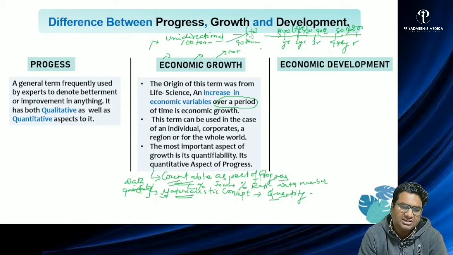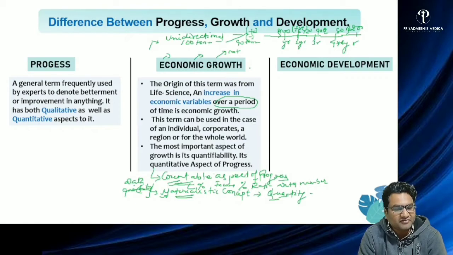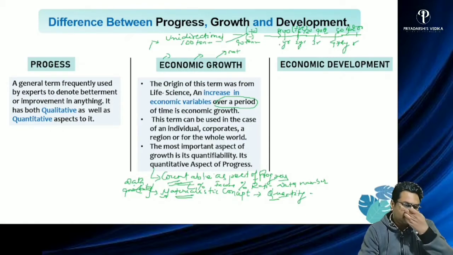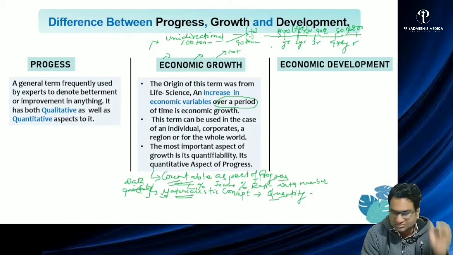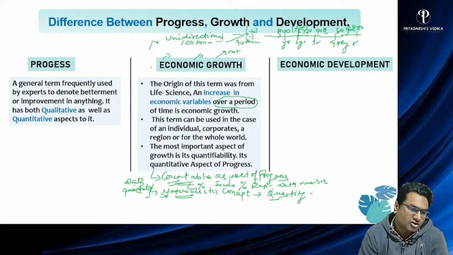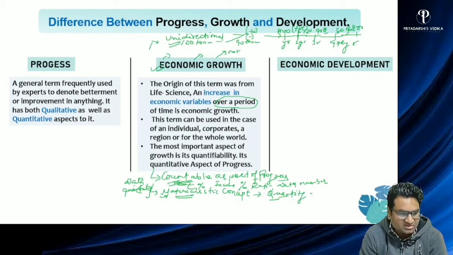It does not say anything about life and other aspects. It only shows you the data which can be quantified, which can be counted, and which can be mentioned in figures. So that kind of thing is economic growth. This much is more than enough for you. Keep in mind that it is unidirectional, quantifiable, and can be judged with data and figures. It is a materialistic concept.